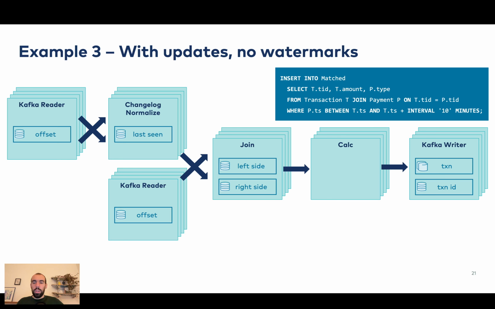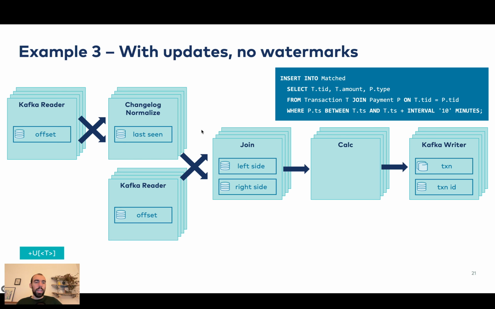So this is how the runtime would look in that case. Again, the payment stays append only, so there is no changelog normalize after this Kafka reader, but the transaction is updating, and we need a changelog normalize. So the engine needs to normalize the changelog that comes in through Kafka, also maybe because the compaction has not kicked in. So we cannot fully trust Kafka. The Flink engine needs to clean up the changelog before it enters the engine.